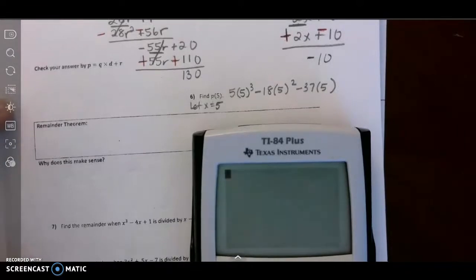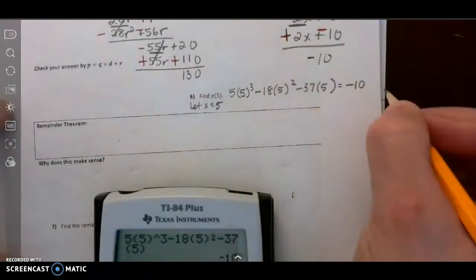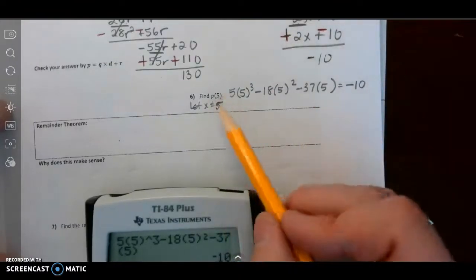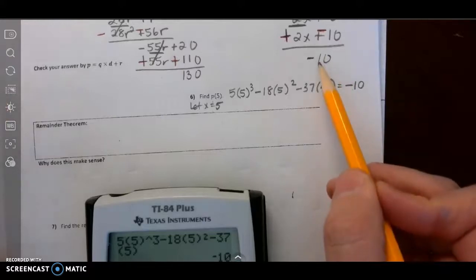And I've got 5 times 5, oops, 5 times 5 to the third minus 18 times 5 squared minus 37 times 5. And I get negative 10. Huh. I put a 5 in for x and I got negative 10. And look at what my remainder is.